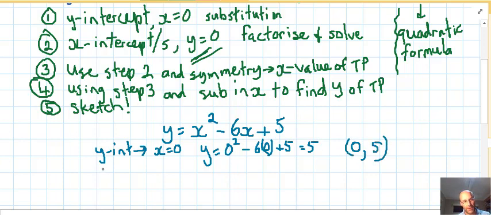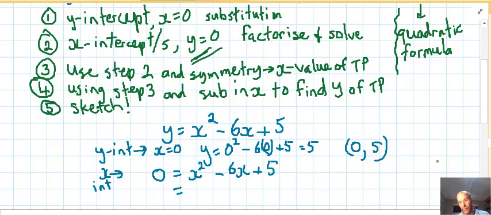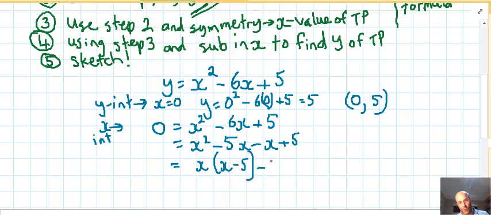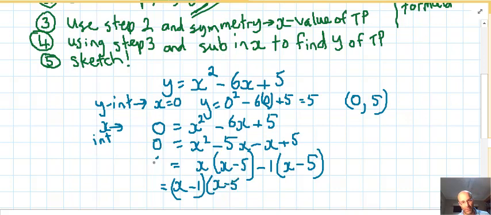Okay, the second step is the x-intercepts. So we make y equal 0. So 0 equals x squared minus 6x plus 5. Now one thing we can do here is factorize, and that's the method we're concentrating on in this video. One way of doing that is to decompose the middle term. So we can say it's x squared minus 5x minus 1x plus 5, and then we've got x outside of x minus 5, minus 1 outside of x minus 5. I'm assuming you know factorizing quadratics, otherwise you're not watching the right video. (x minus 1)(x minus 5) is factorized.